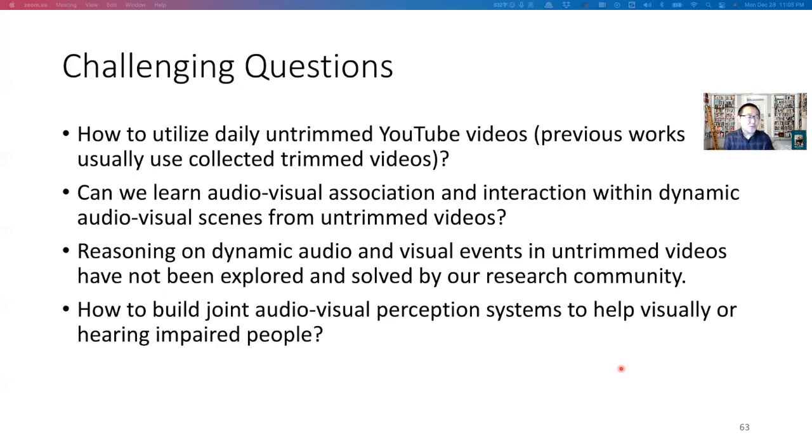In addition, how can we build a joint audiovisual perception system to help visually and hearing impaired people? Visually and or hearing impaired people lack certain senses and cannot fully perceive the world using hearing and sight. But we can indeed build certain perception systems to help them build a comprehensive understanding of the world. It's very interesting to improve accessibility for these people.